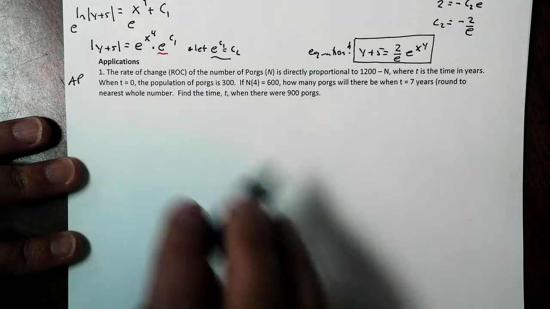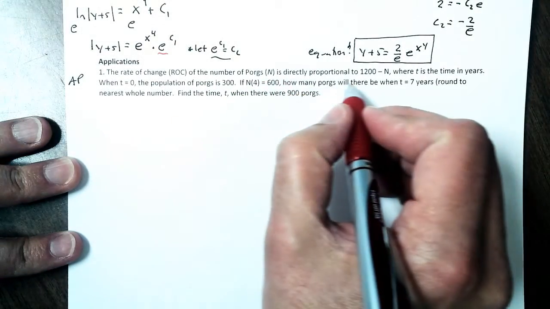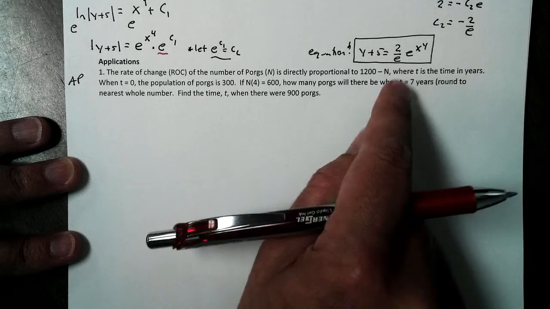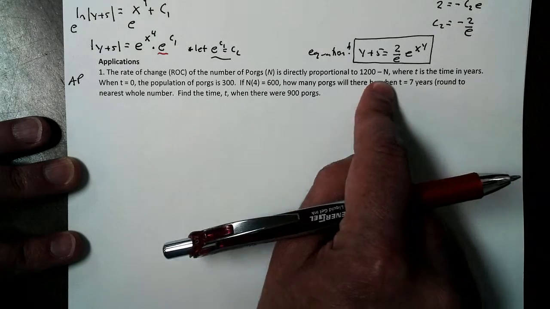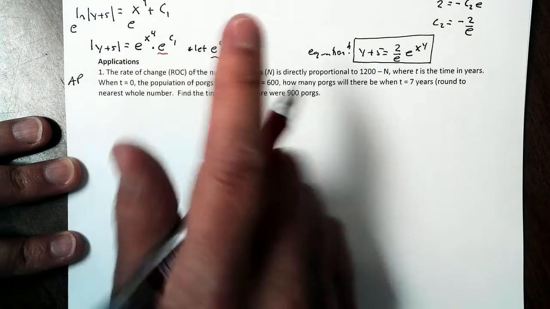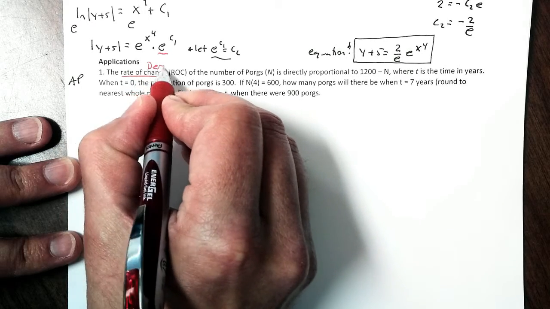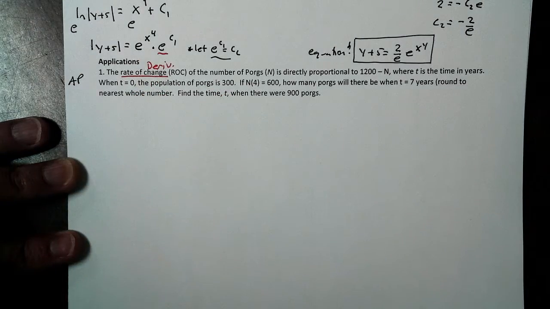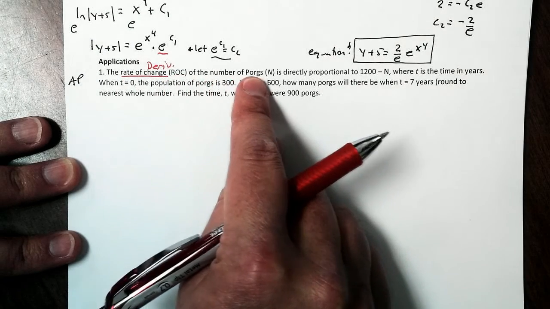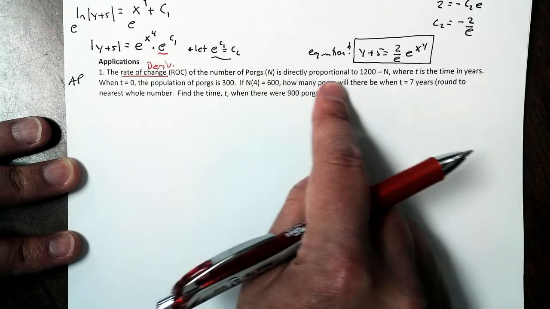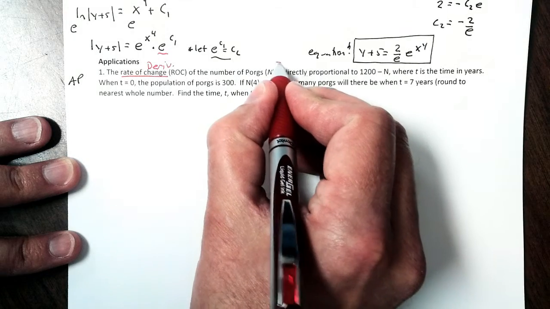This says the rate of change of the number of porgs n is directly proportional to 1200 minus n. Now this should look familiar. This was in our notes from yesterday, so you can look back at my video on that one to talk about how we can set this up. But the big key word here is the rate of change. Remember, anytime we see the phrase rate of change, we're looking at derivatives. So we're looking at the derivative, the rate of change of the number of porgs is directly proportional to 1200 minus n. There's our equal sign.